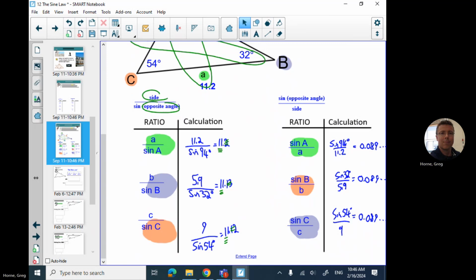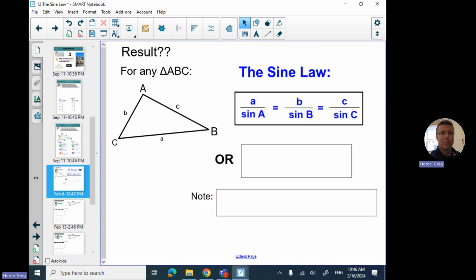So what you're seeing there is that there is something true about non-right triangles to do with the sine ratio that the calculator can calculate for us. And I'll try to make more sense of what that really means when we do cosine law. It's a little easier to describe. But for now, we can just see that it's true. And so from this, for any triangle ABC or any other letters, of course, the sine law is this: A over sine A, B over sine B, and C over sine C are all equal to each other.